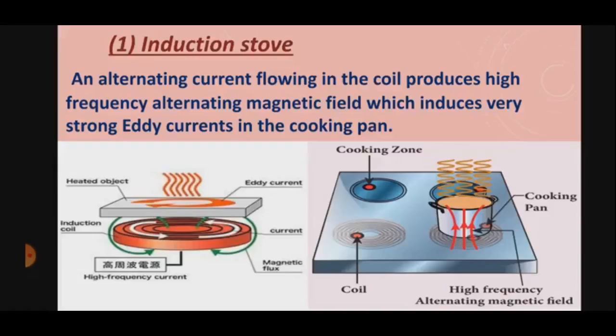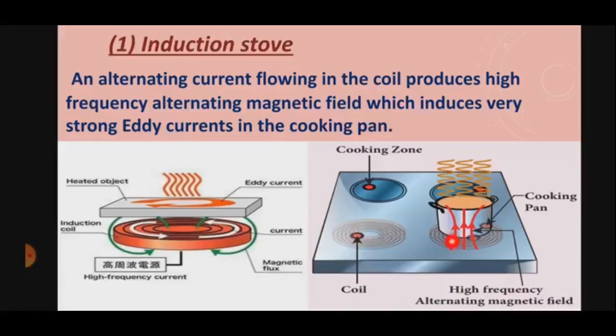Below the cooking zone, there is a tightly wound coil of insulated wire. Now listen to it. This is below the cooking zone, the metal plate. So this is a coil, a large number of windings, made up of suitable wire like copper wire, is placed below the cooking zone.